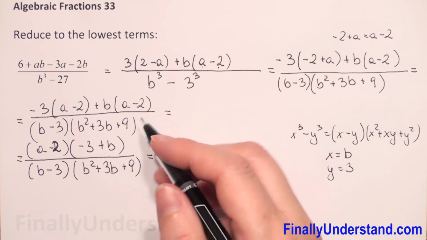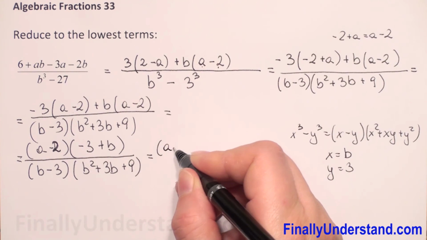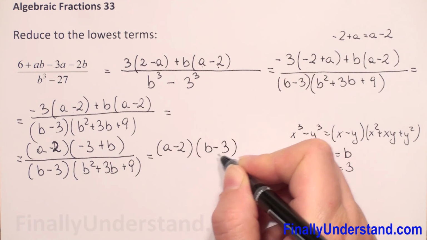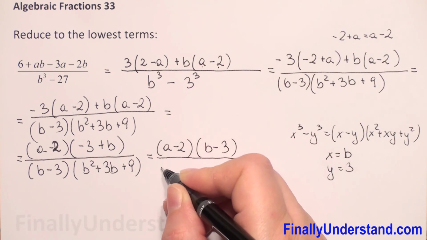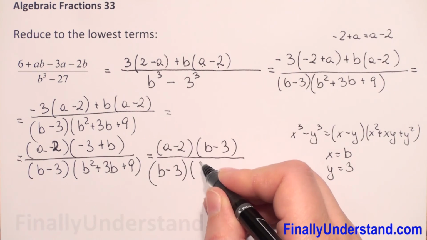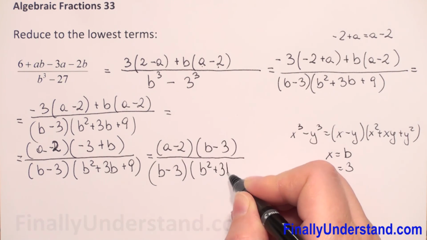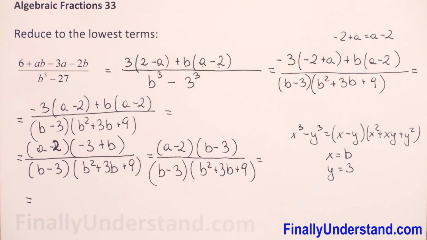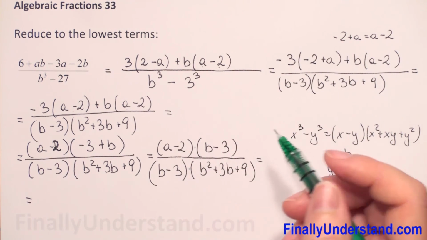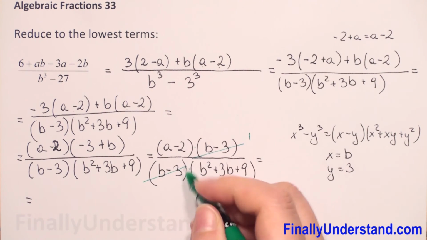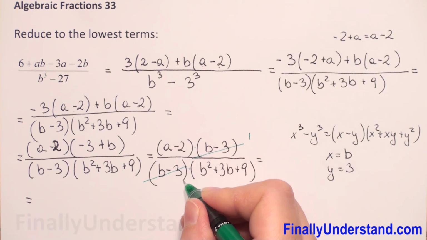We will rewrite the second parenthesis, but first we will copy. So this is b minus 3 over b minus 3 times b squared plus 3b plus 9. Now we can reduce b minus 3. We have multiplication in the numerator and in the denominator. b minus 3 divided by b minus 3 is 1.